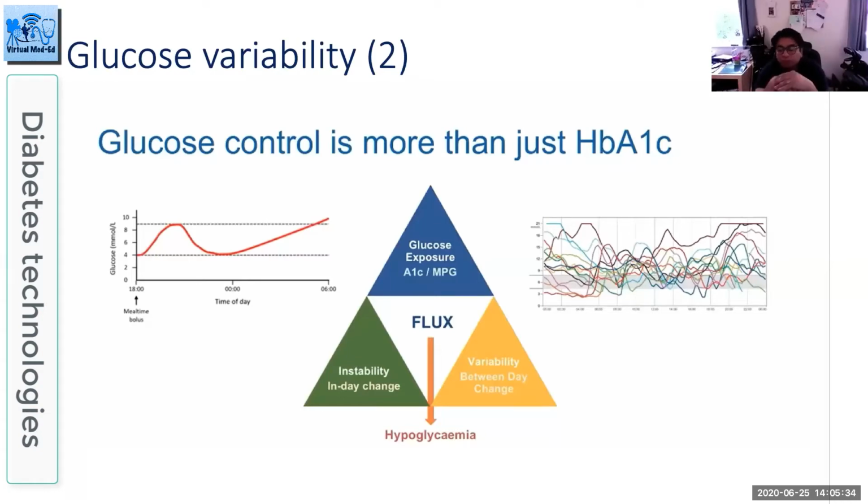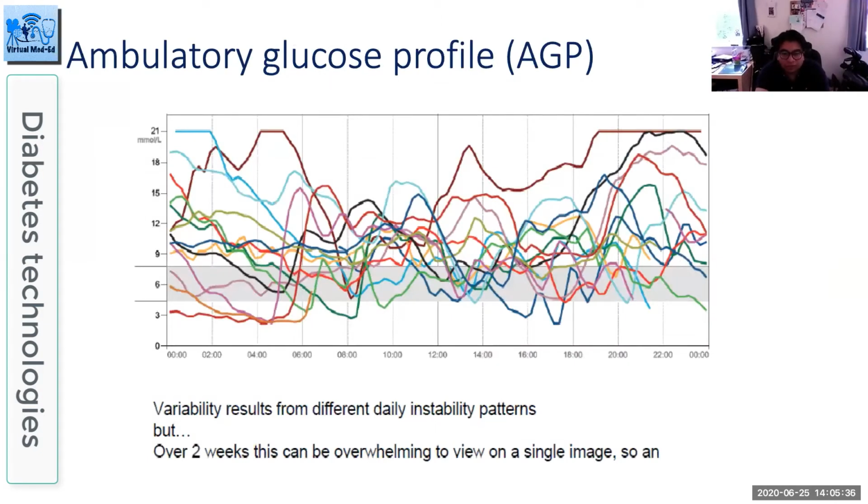Right, so we've got a huge wealth of data, and you get all the squiggly lines, and how do you make sense of it?